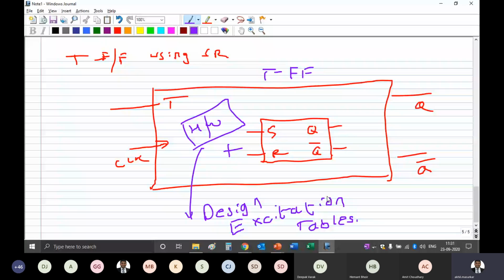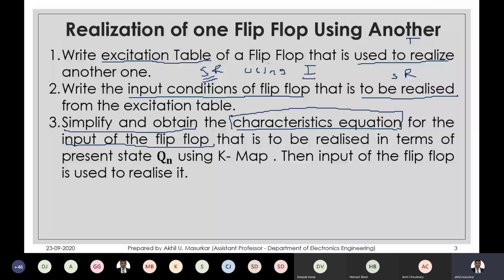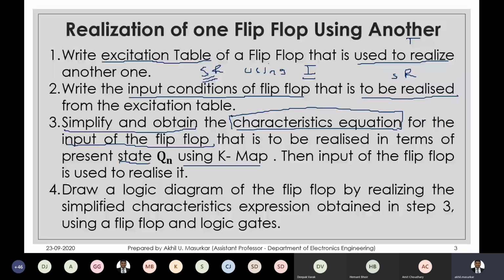Then the input of the flip-flop that is to be realized is obtained in terms of present state Qn using K-map. And the fourth step is to draw a logic diagram of the flip-flop by realizing the simplified characteristic expression obtained in step 3. Very important, here you are realizing the characteristic equation using a flip-flop and logic gates.